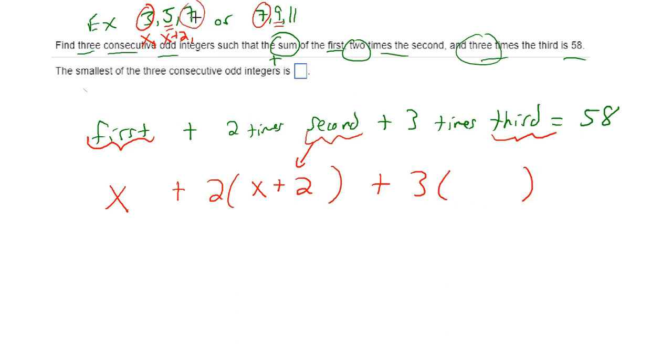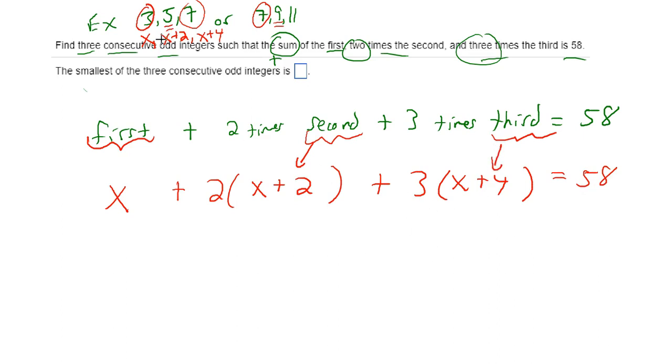If you look at the third one, it's 2 bigger than the middle one, but that's not the relationship we want to look at. We're letting x represent the smallest number, so I want to know how much bigger the third one is relative to the smallest one. And the third one is always 4 more than the smallest one. So x plus 4 is how we represent the third one. And then that's going to equal 58. And that's going to give me my equation.